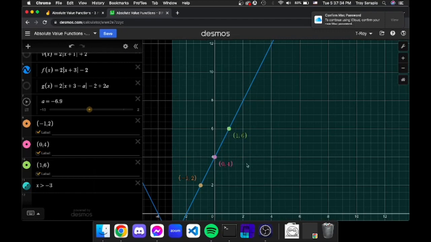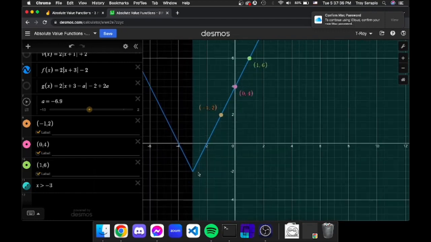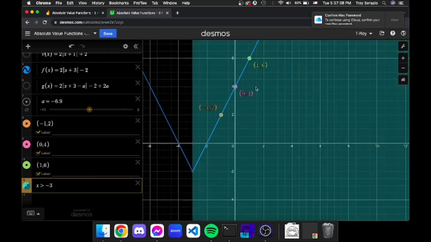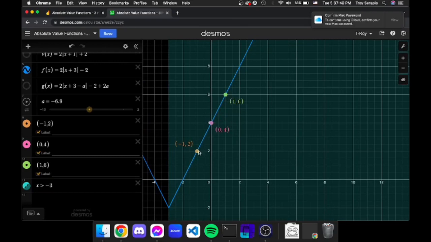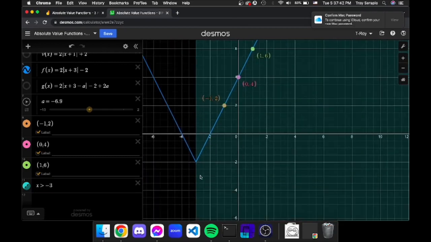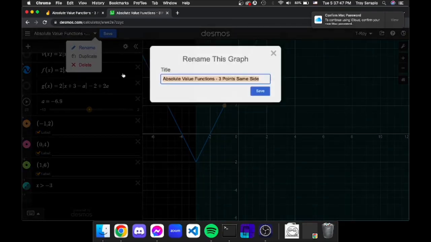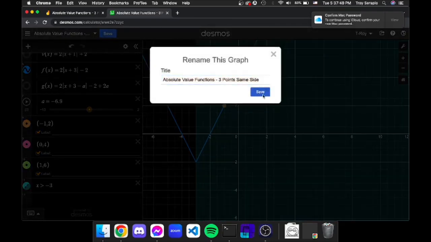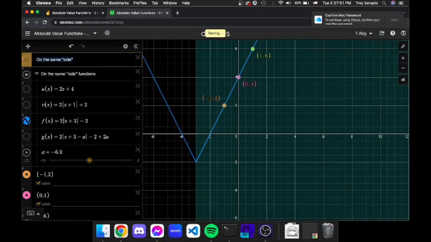If we shaded that part, we can realize that all of this, and definitely including these 3 points, is on the same side of the axis of symmetry. So therefore, that's when we call it the case of the 3 points same side, or the on the same side functions. So that is the first case, rather, that I would want to discuss.